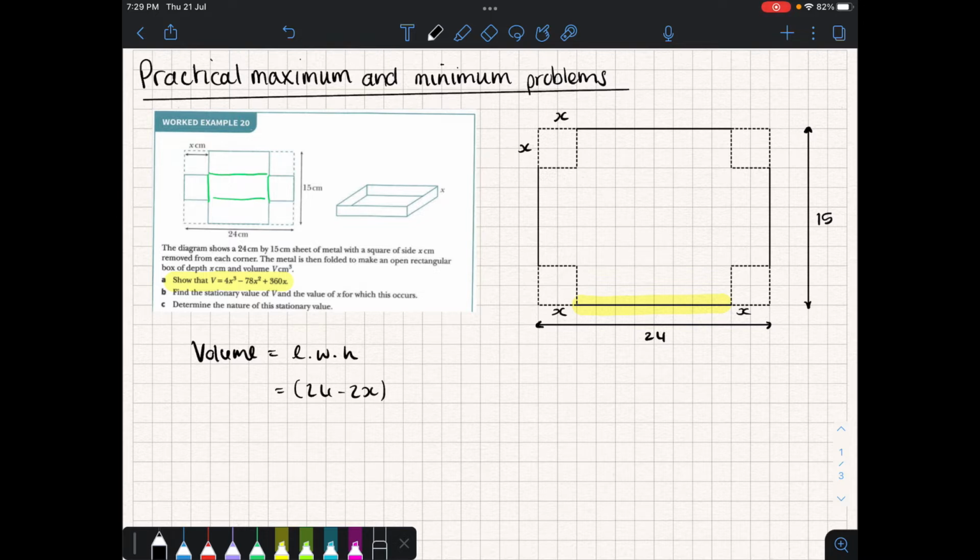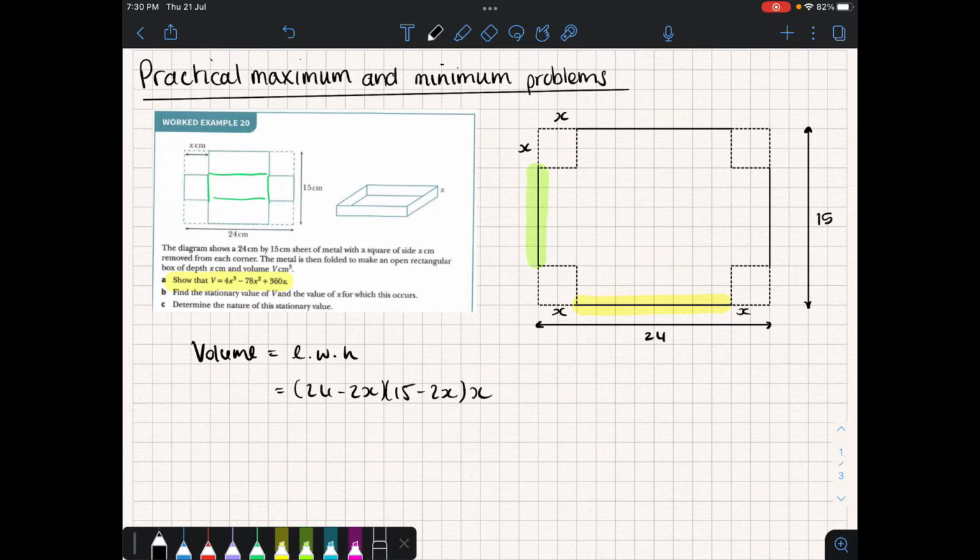And then the width will be the same idea. So we have this piece is what we're interested in. The total width is 15, and so we need to take 15 and take away 2x. And then the height, well, if we fold up the piece we're folding up, the height is the length of x, and so that is the height.